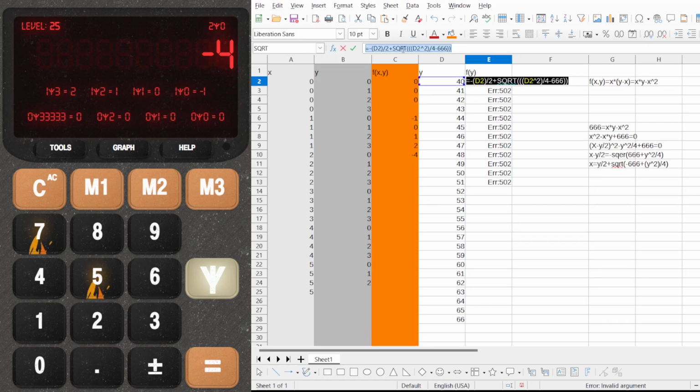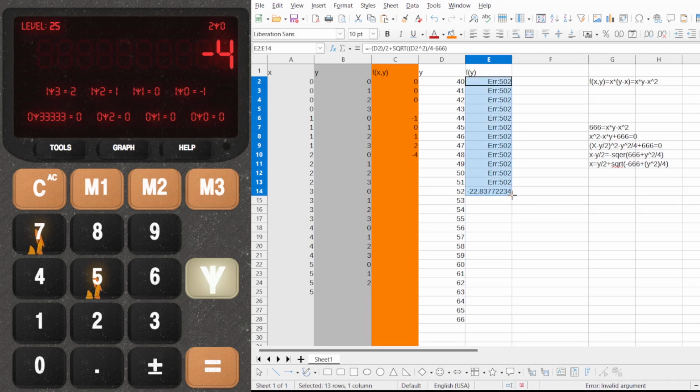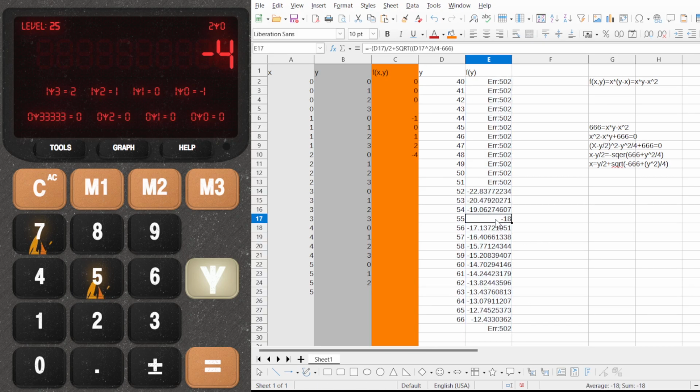Still didn't fix it. Yeah, this is what I wrote. 40 squared is 1600. Divided by 4 is... Okay, yeah. Minus 666. First of all, let's think about this. Maybe I made some errors with the parentheses. Minus 666. Okay, I think like this should be better. Next I'm going to drag this down, and right here we have the first numbers. Okay, now we have something, and we got our output.